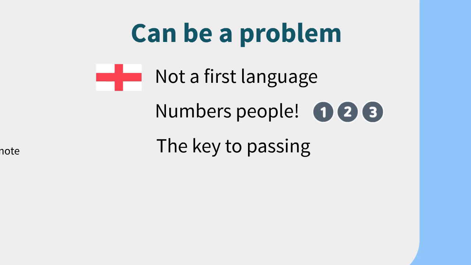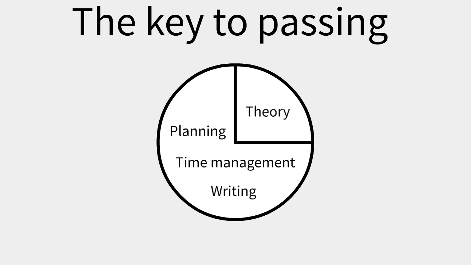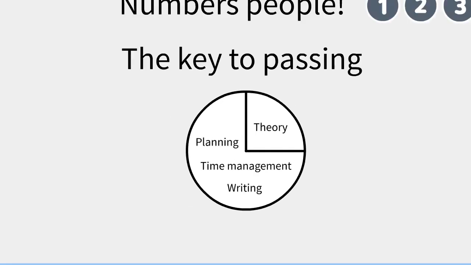Well, the key to passing the case study exam, which is different to the objective test, is you need to be splitting your time differently. And instead, you need to be working on your planning, how to plan answers to questions, working on your time management to ensure you've got enough time to answer the question effectively, and also practicing your writing style, because the writing style can make a big difference. And as a result, the theory, which is almost everything when it comes to the objective test exam, is actually only a small part of it.